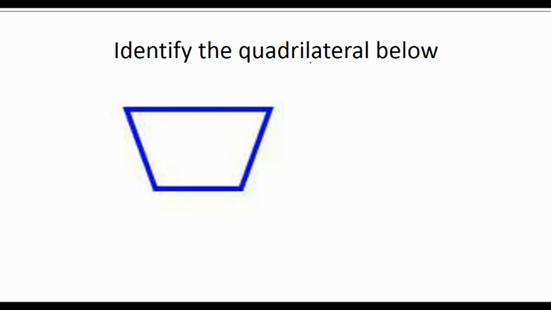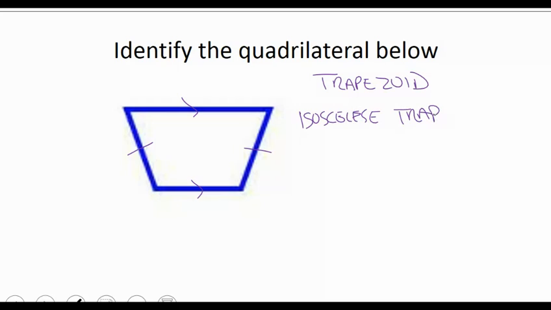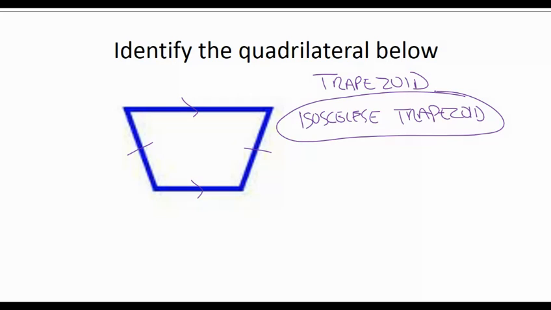So let's look at this one. This one's different than the other ones because I can see it only has 1 pair of parallel sides, making it a trapezoid. Now, could it be an isosceles trapezoid? In an isosceles trapezoid, you have 1 pair of parallel sides, which we have, but you also need the other set of sides to be equal, and these are equal. They're the same length, I can tell. So this is also an isosceles trapezoid. And that is the more specific answer.